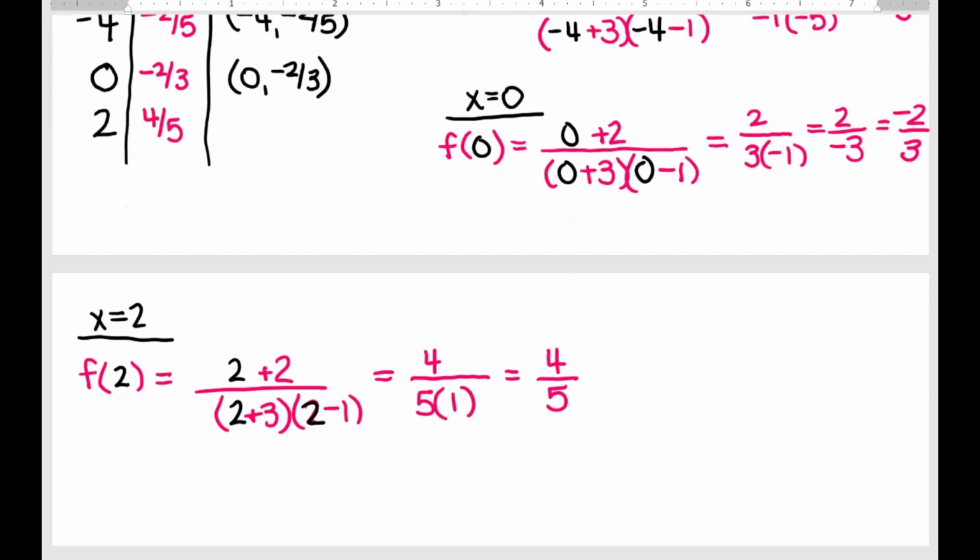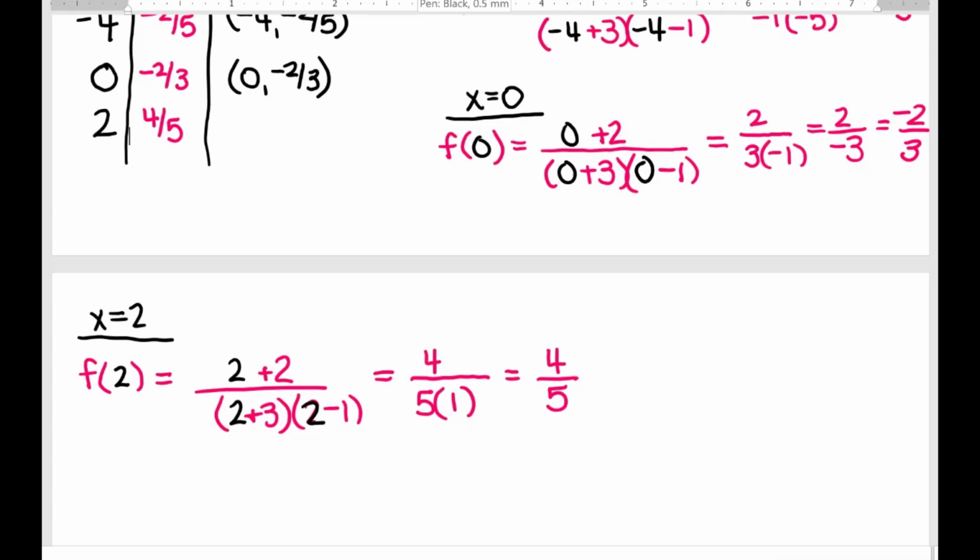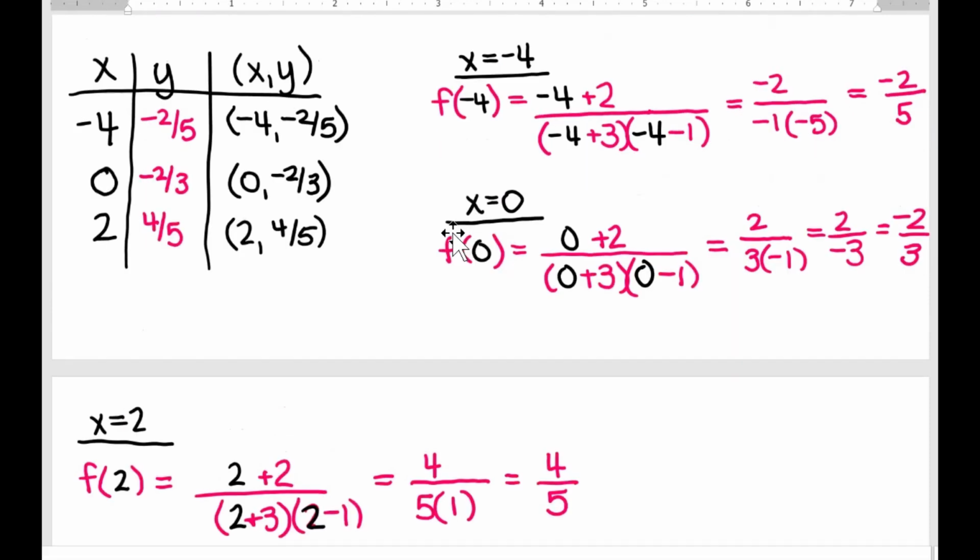Yes, I know, all of these fractions, but it's okay. Fear no fraction. And we just found the 3 ordered pairs that they requested. Our ordered pairs are -4, -2/5, 0, -2/3, and 2, 4/5.